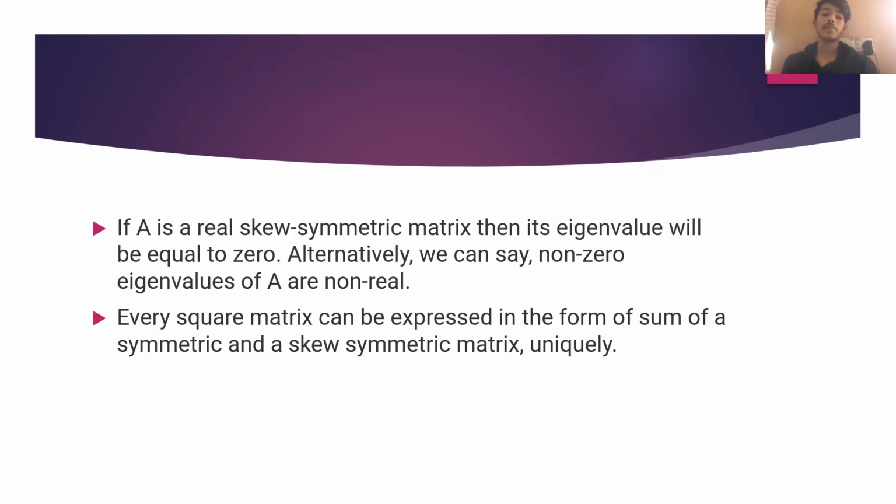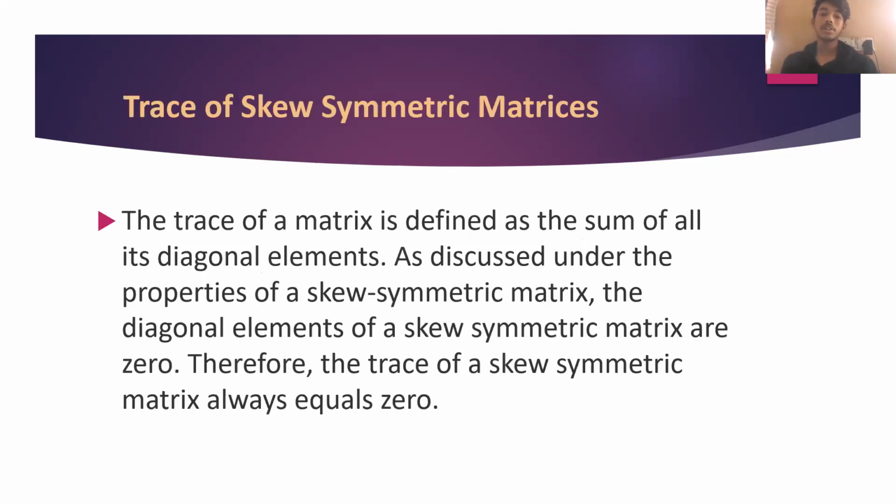Every square matrix can be expressed in the form of a sum of a symmetric and a skew-symmetric matrix uniquely. Trace of skew-symmetric matrices. The trace of a matrix is defined as the sum of all its diagonal elements, as discussed under the properties of a skew-symmetric matrix. The diagonal elements of a skew-symmetric matrix are 0. Therefore, the trace of a skew-symmetric matrix is always equal to 0.